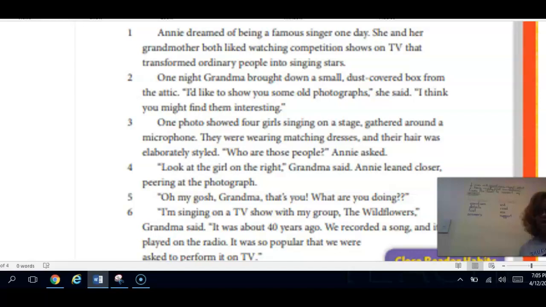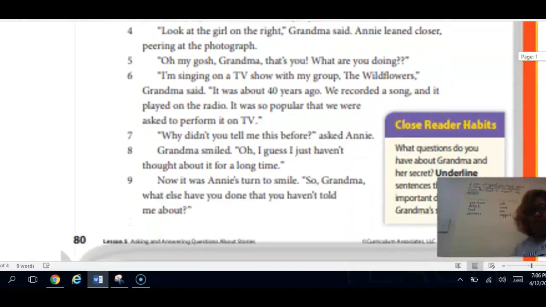"Who are those people?" Annie asked. "Look at the girl on the right," Grandma said. Annie leaned closer, peering at the photograph. "Oh my gosh, Grandma, that's you. What are you doing?" "I'm singing on TV with a group called the Wildflowers," Grandma said. "It was about 40 years ago. We recorded a song and it played on the radio. It was so popular that we were asked to perform it on TV."